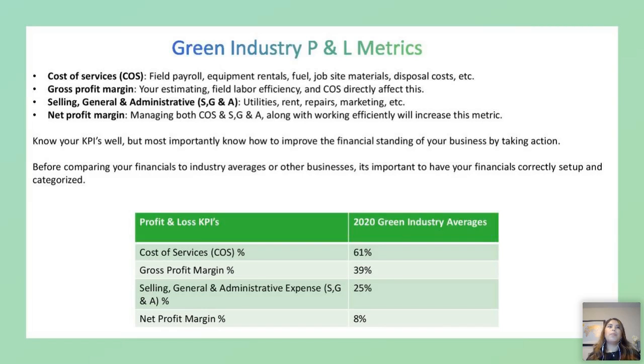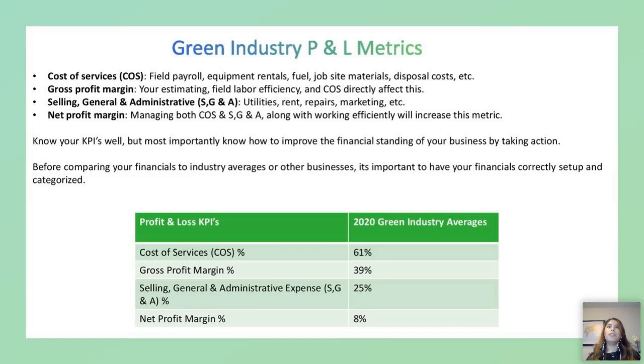Your gross profit margin really is directly related to your estimating and your field labor efficiency because gross profit is your revenue minus your cost of sales. And if your gross profit is high, but your net income seems to be in line, that may be because you're missing something in those cost of sales categories. Like I said, I see a lot of the green industry business owners that they're missing fuel from this line item and so on. And this makes it hard to compare apples to apples.